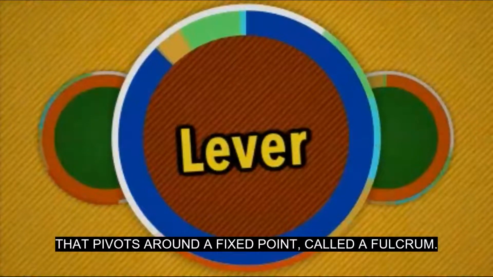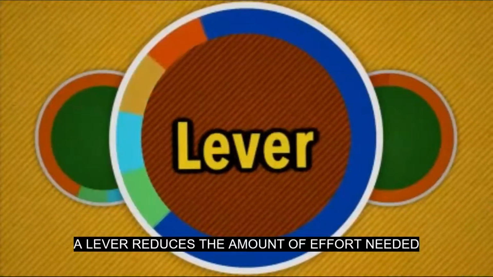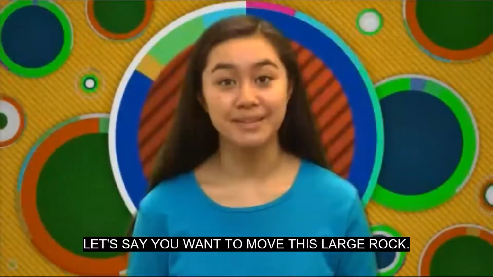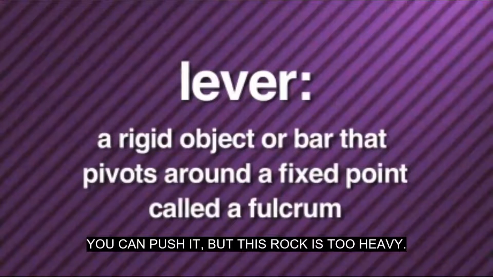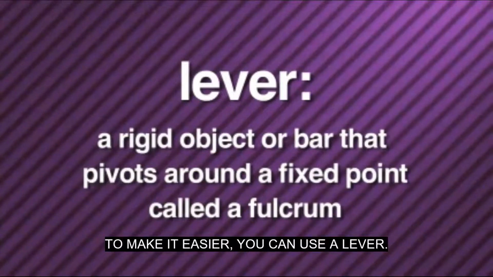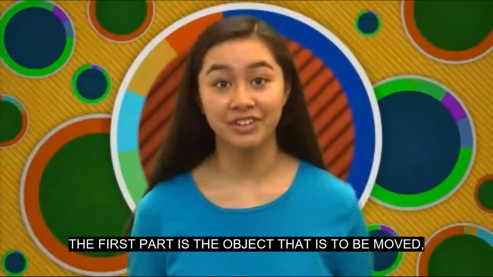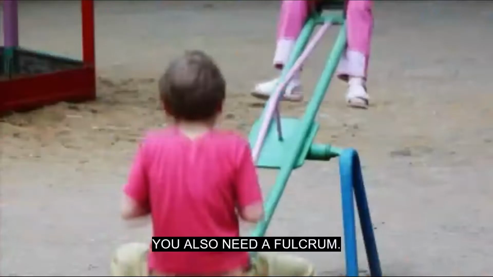Lever. A lever is a simple machine. A lever is simply a rigid object or bar that pivots around a fixed point called a fulcrum. A lever reduces the amount of effort needed to lift or move an object. A good example of a lever is a seesaw.